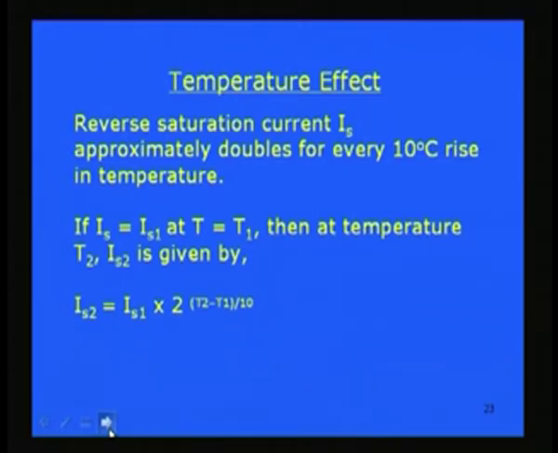That is actually given by a law that for every 10 degree centigrade rise in temperature, the reverse saturation current approximately doubles. That means if at temperature T1 we have a reverse saturation current IS1, and at temperature T2 IS2, the reverse saturation current will be equal to IS1 multiplied by 2 to the power (T2 minus T1) by 10, because for every 10 degree centigrade it doubles. So, it will be a power of 2 by that factor by which it is increased divided by 10. This will have to be counted when you have a variation in the temperature.